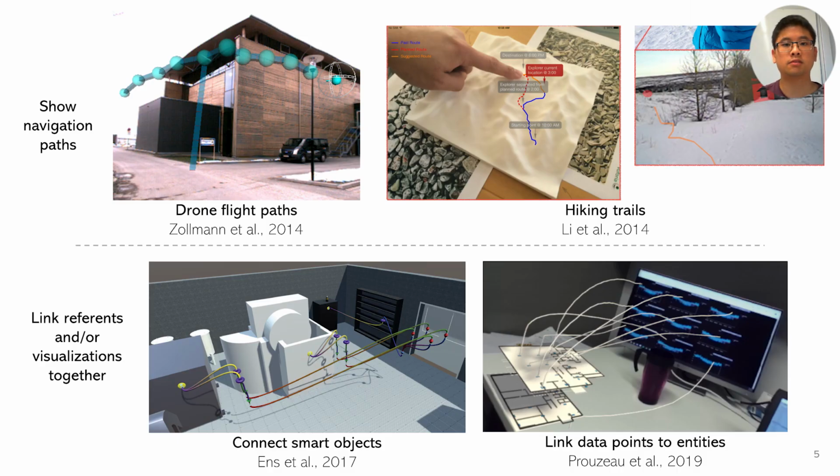On closer inspection, it is apparent that there are recurring patterns in the design of situated visualization, even though they may serve different purposes. For instance, all of these works use trajectories, but the two above use it to show some sort of path to be navigated along, and the two below use it to link reference and/or visualizations together.